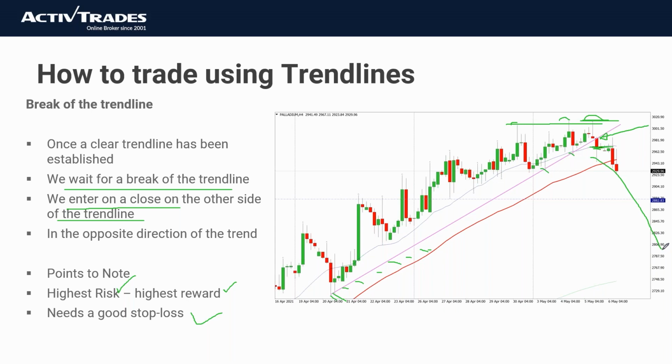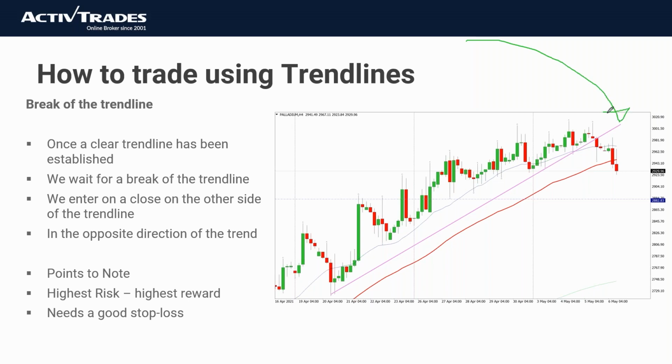Now, on a break of the trend line, once again it comes down to a very clear trend and a very clear trend line. Don't be forcing it, because one of the challenges with the trend line is that, unlike a horizontal support and resistance line, which is very easy for people to recognize and trade, there is a good deal more subjectivity with a trend line, because it depends upon how it touches and how the individual draws it.